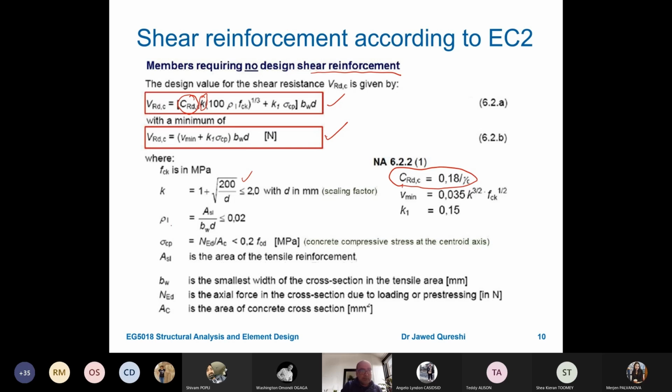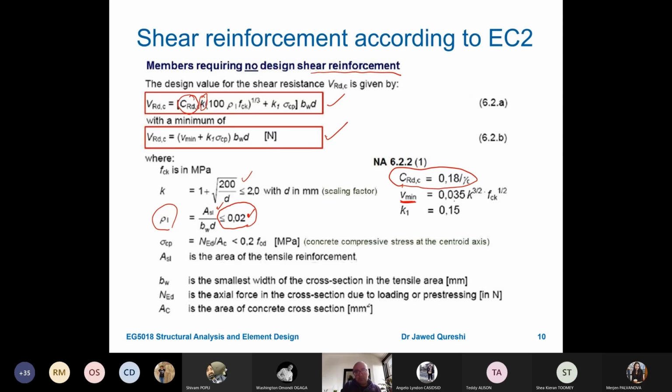Now, rho 1 is again the reinforcement ratio, which is AS1 over BW into D. AS1 is the area of tension reinforcement, meaning the bottom bars. BW is the width of the beam, and D is the depth of the beam. This should be less than or equal to 0.02. If it is not, then use 0.02, which is the maximum value.